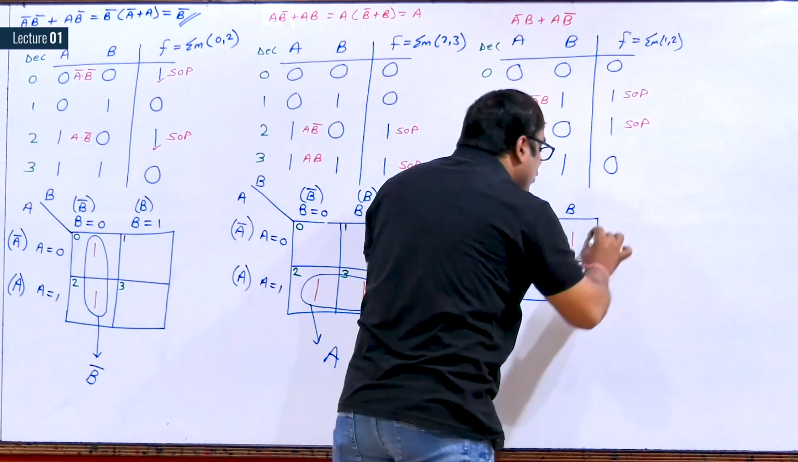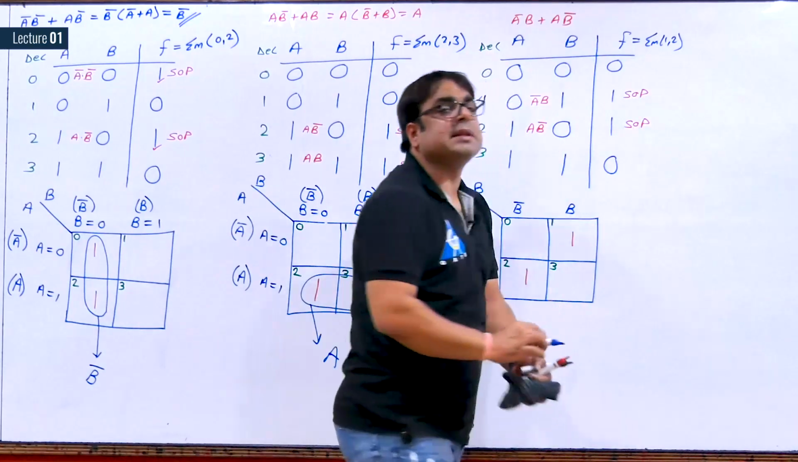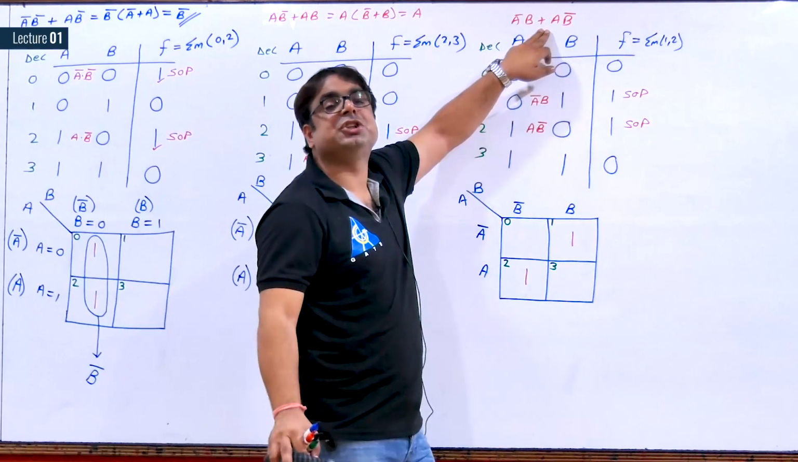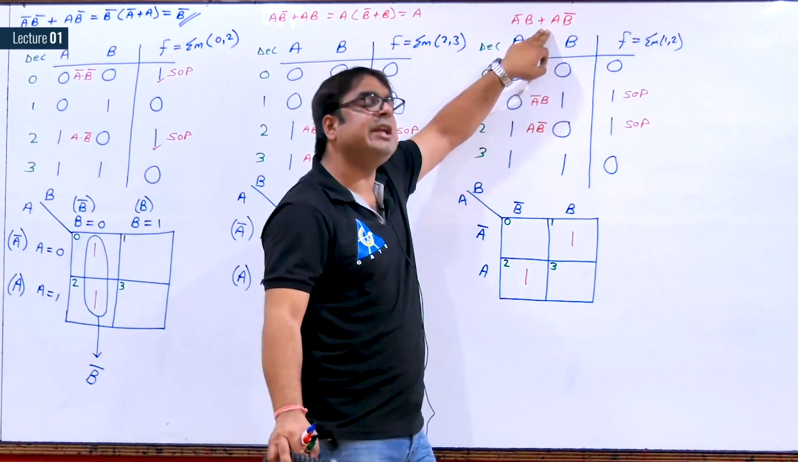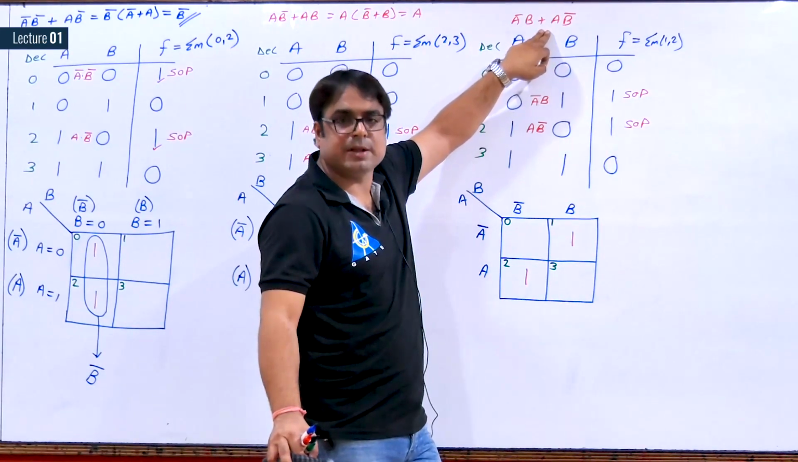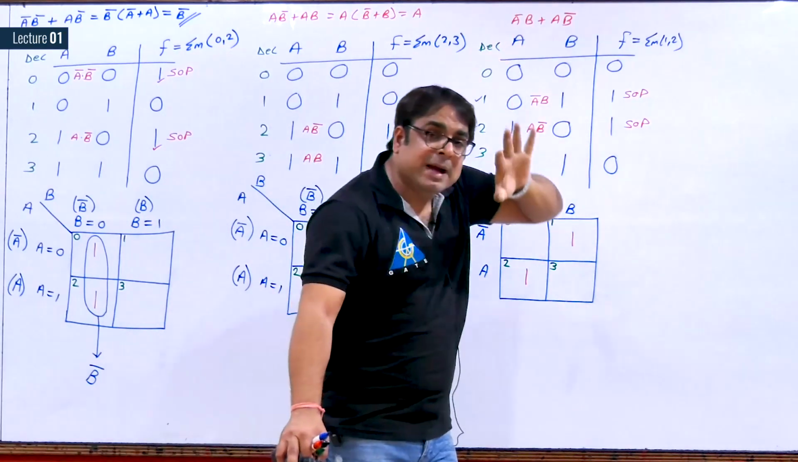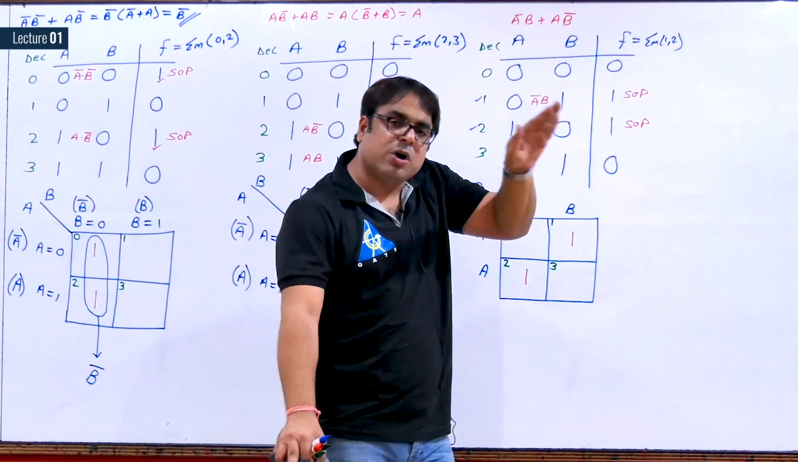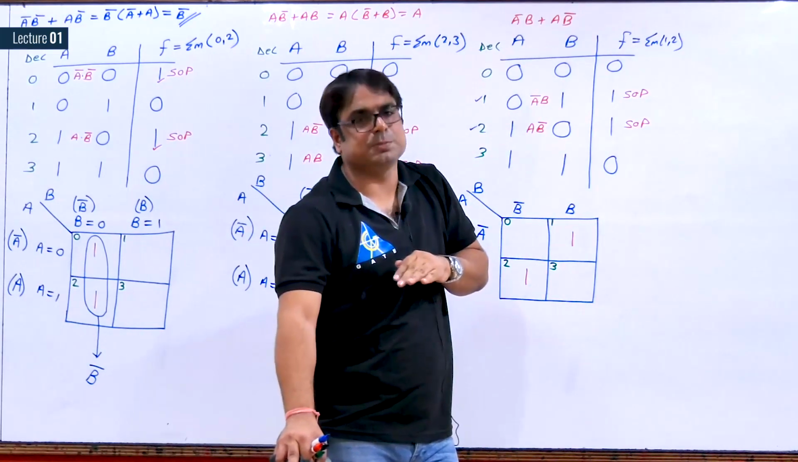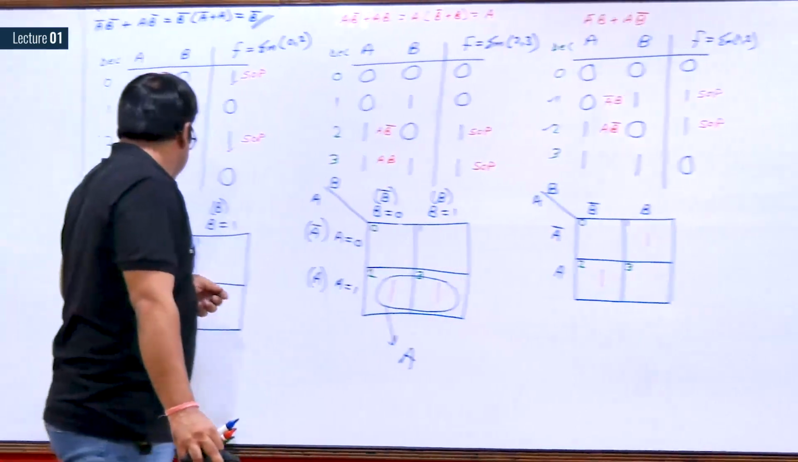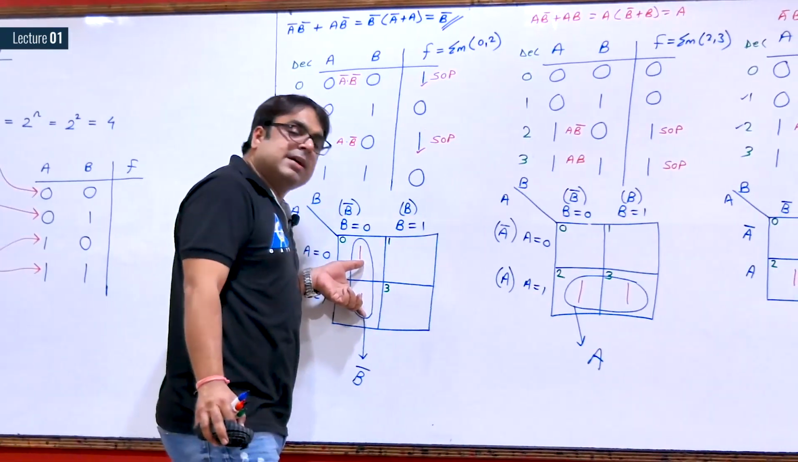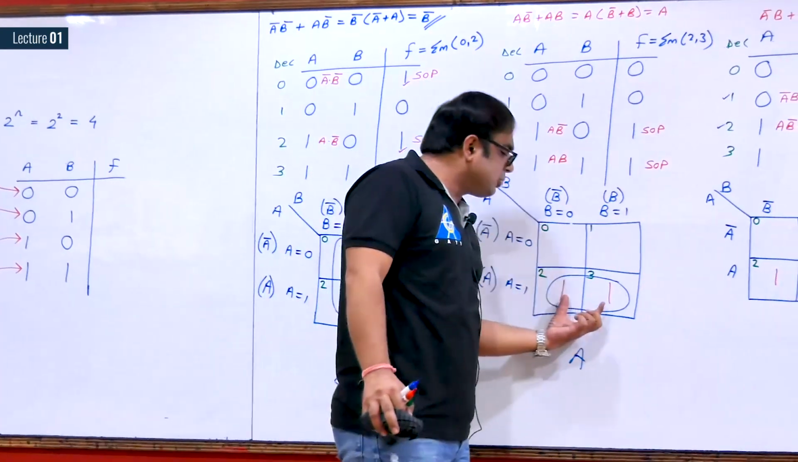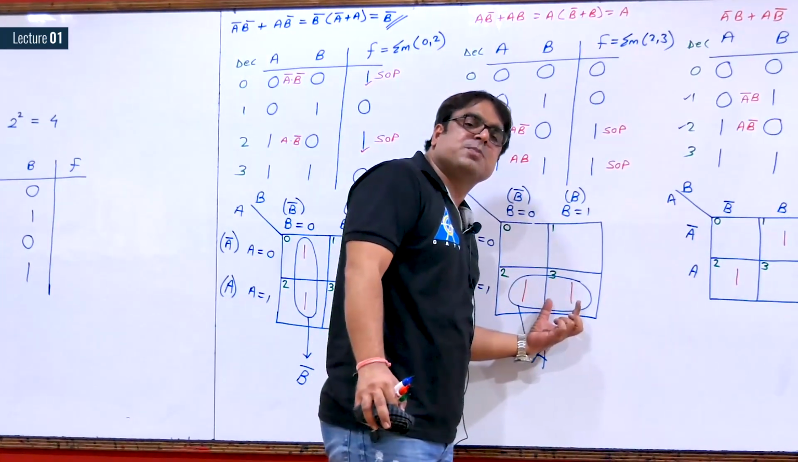We cannot form a diagonal group, that is why there was no scope of minimization while you were trying to solve using Boolean algebra. Minimization is only possible if you have a vertical group or a horizontal group. This was a vertical group, so minimization is possible. This is a horizontal group, so minimization is possible.